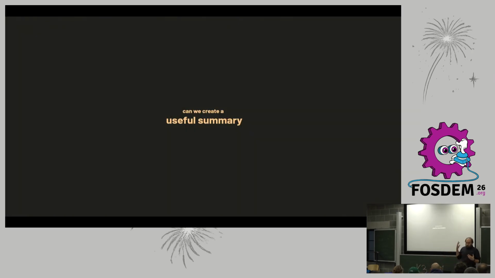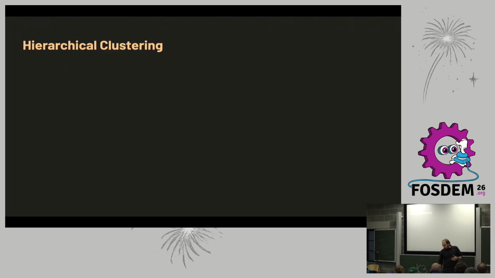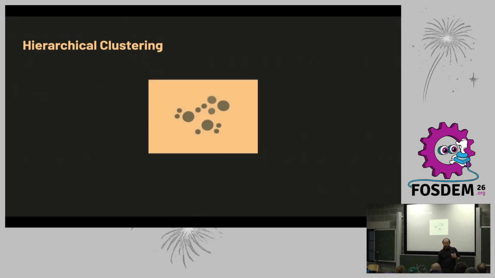Maybe we can create a useful summary which would work at any zoom level, independently of what the exact distribution of the locations and flows are. For that, Flowmap.gl is doing hierarchical clustering. Who is familiar with hierarchical clustering? Some people. Okay, so I'll explain.